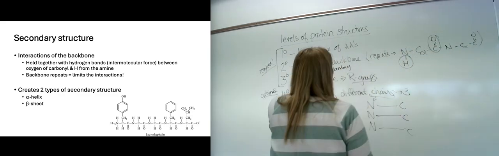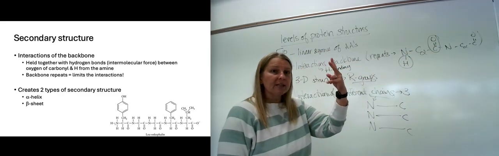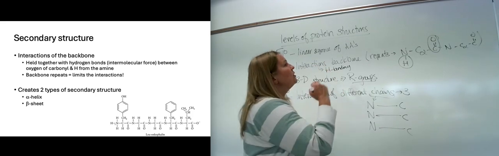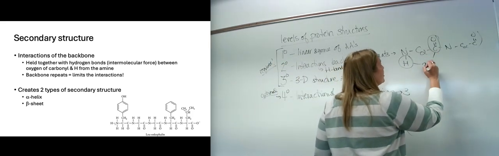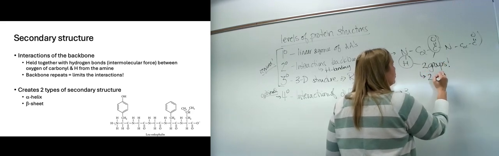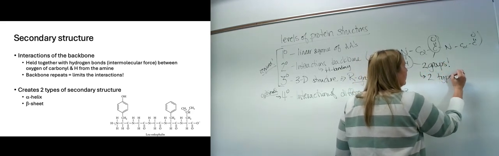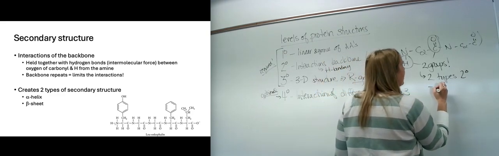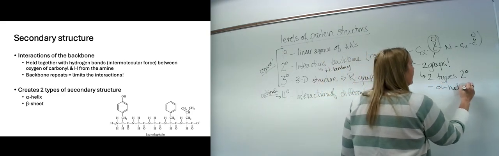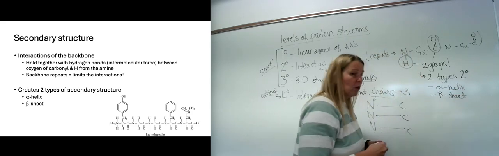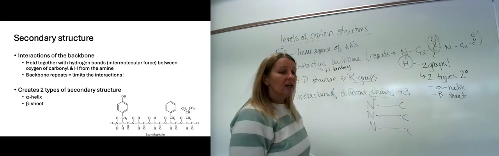So the interactions of the backbone, there's only 2 species that are involved there, the hydrogen and the nitrogen and the carbonyl group. Because these are the only 2 groups that interact, that means we make 2 types of secondary structure, right, which is helpful that it's secondary. And these 2 types are what we call an alpha helix and a beta sheet. Okay, so we will look a little bit more in depth in those here in just a second.